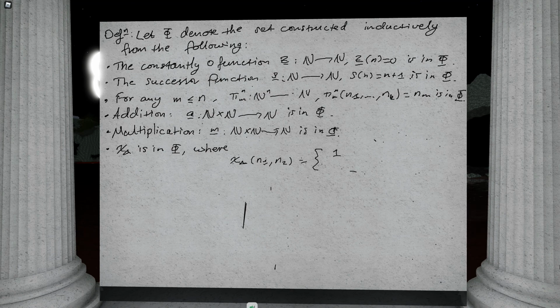Yeah, and recall that my characteristic functions are a little bit non-standard in that when the argument is in the relation, I map to 0, and when it's not, I map to 1. There's not a 6, that's a 0.